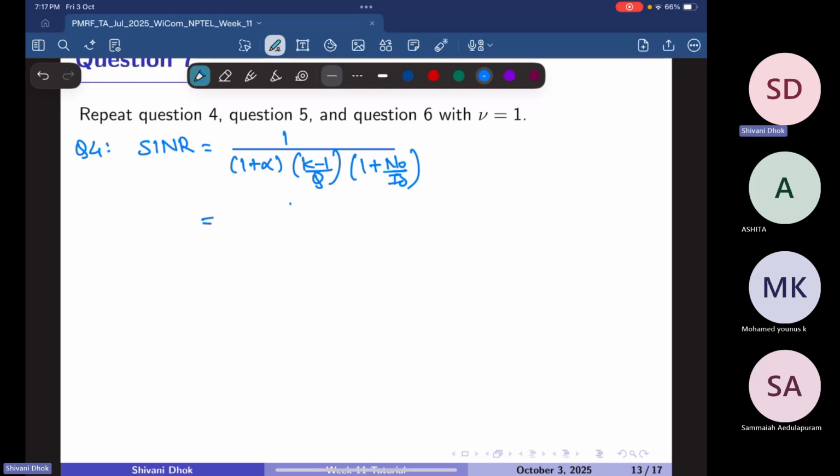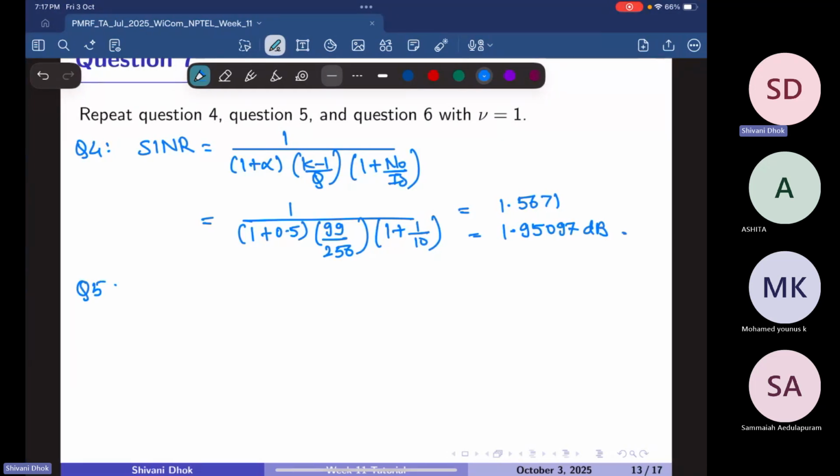So this comes out with alpha as 0.5, so 1 plus 0.5. K is 100, so you have 99 by Q, which was 256, into 1 plus n naught by I naught, which was 1 over 10. So this comes out to be equal to 1.5671, which is 1.95097 dB.